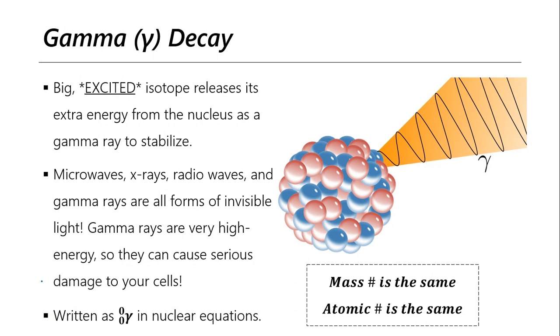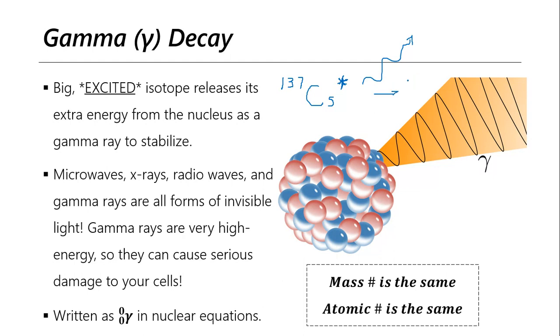So, for instance, we might have an isotope of, say, cesium, Cs. Maybe it's cesium-137. I don't remember what cesium's atomic number is off the top of my head. I think it's 55, but I'm not going to write it just in case I'm wrong. But to show it's excited, we'll have a little asterisk up here to say, ooh, this is excited. It's got extra energy that we need to shake off of this nucleus. So when you see an asterisk like this, that's a big sign that this is going to go through gamma decay. It's going to release a gamma ray in order to stabilize.